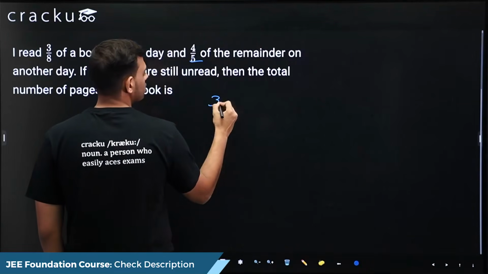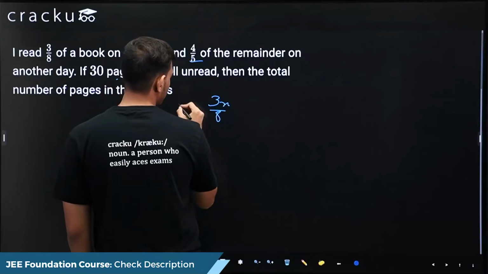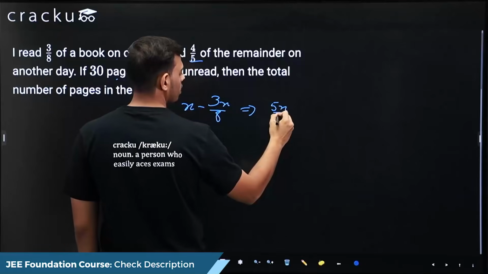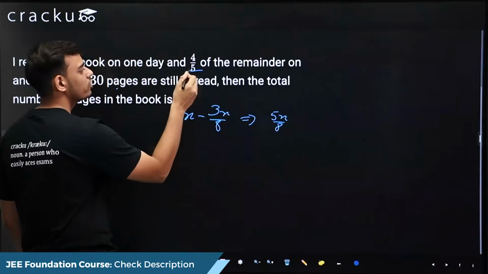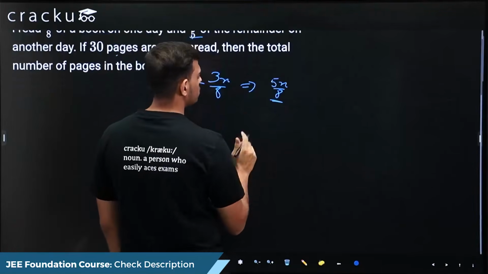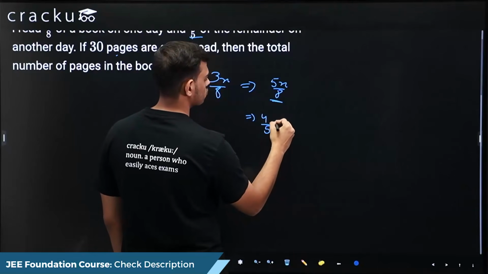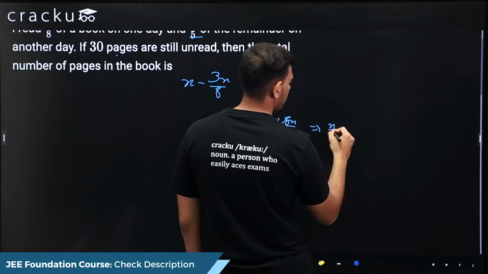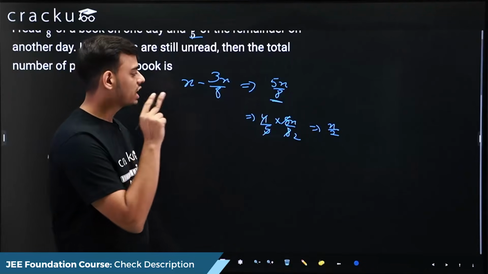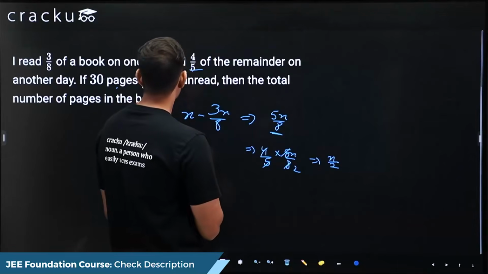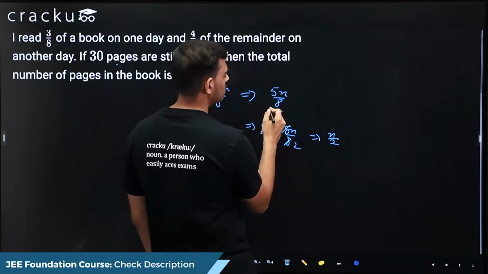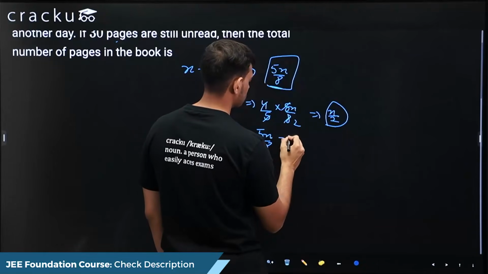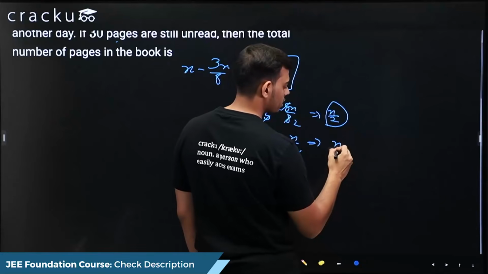On the first day, he read 3x by 8. So he must be left with total minus read, which equals 5x by 8. Next day, he read 4 by 5 of the remainder. This was the remainder, so he read 4 by 5 of it, which is x by 2. Now the remaining pages will be 5x by 8 minus x by 2, which is nothing but x by 8.